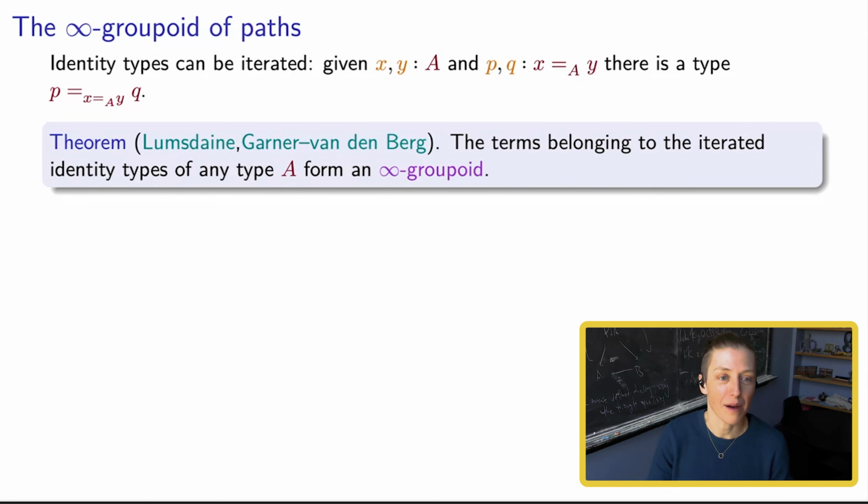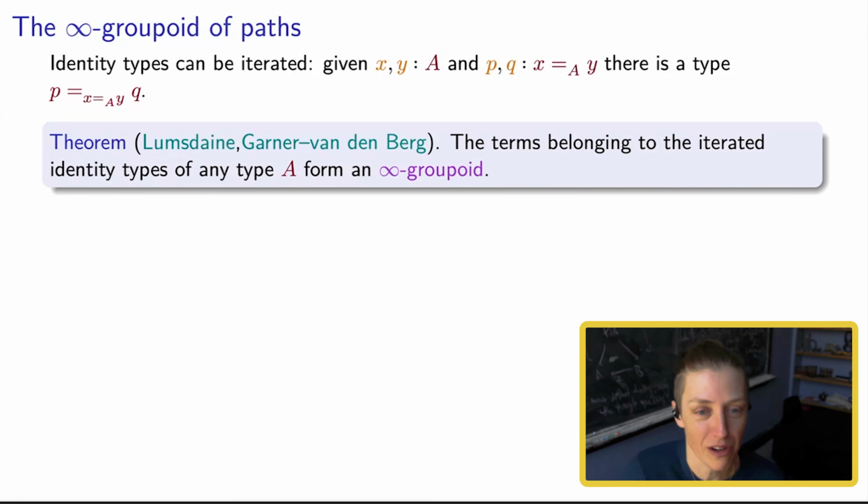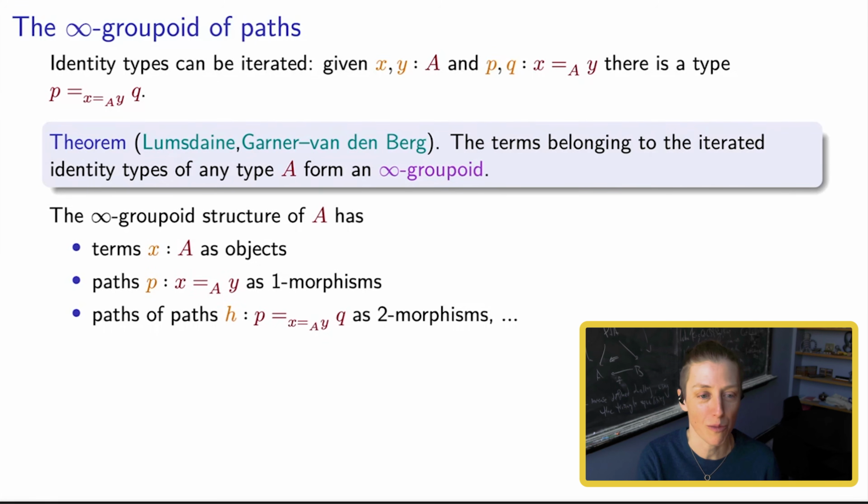And there's a theorem in this form due to Lumsdaine or Garner-van den Berg that the terms belonging to iterated identity types of any type form an infinity groupoid. So in other words, I can think of a type in homotopy type theory as just being an infinity groupoid already, where the terms are the objects of the infinity groupoid. The paths, those are terms of the identity types, are the one-dimensional morphisms. And the paths of paths, those are terms of the iterated identity type, or the two-dimensional morphisms. And we go all the way up. And an infinity groupoid is an infinity category where all of the morphisms are also invertible.